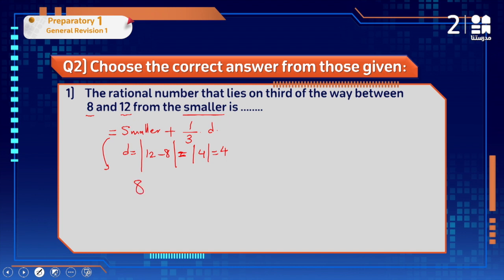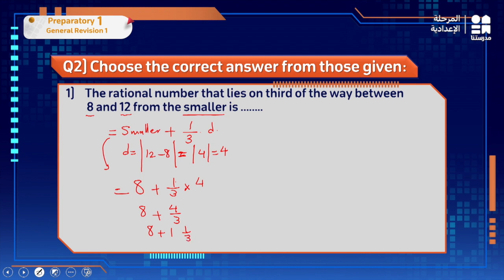We have 8 and 12. So 8 plus 1/3 times 4. The distance is 4. How can we do it? 8 as it is. And 1 times 4 is 4/3. To simplify 4/3, we will get 1 as a whole. Then the remainder is 1/3. How can we do it?